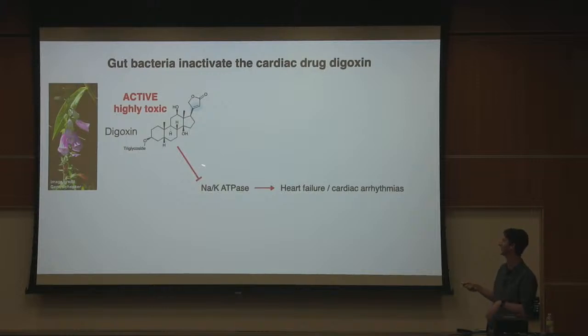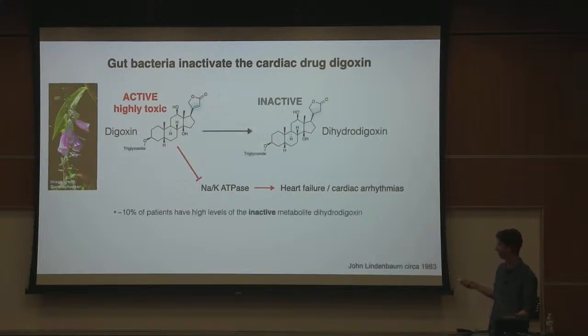ATPases in cells, and this is useful in treating heart failure and irregular heartbeat or arrhythmias. The reason why we're interested in it is that long ago in the 1980s, it was found that a subset of patients given digoxin have a high level of this inactive downstream metabolite called dihydrodigoxin. And the only difference is this double bond in the lactone ring is reduced, forming this inactive compound that no longer activates its target.